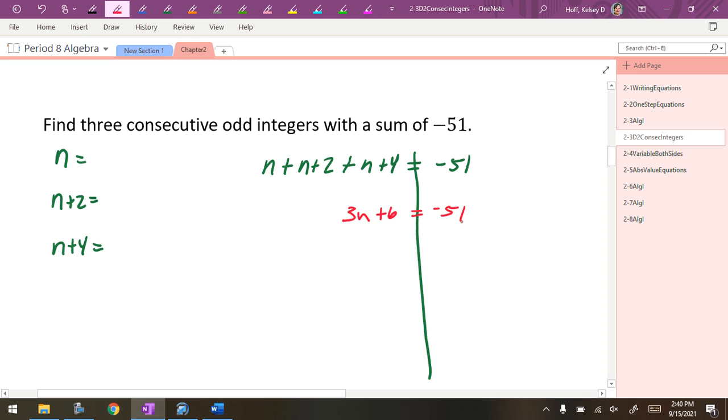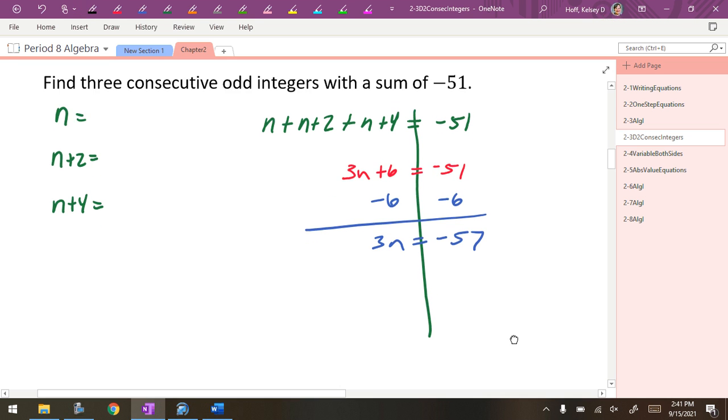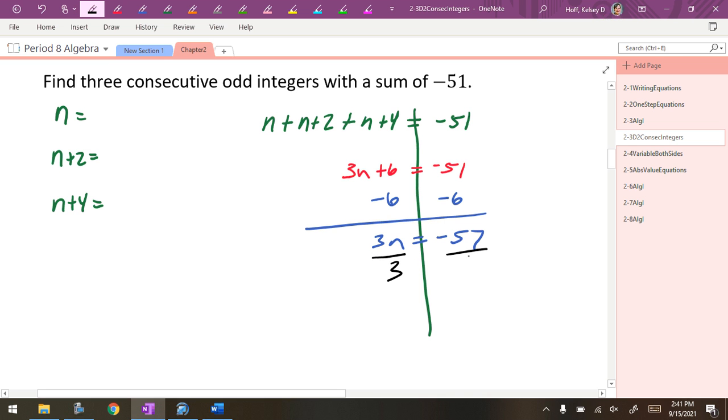Is it always 3, that number? If it's 3 consecutive, yes. Let's find 4 consecutive. Then subtract 6 from both sides. 3n equals negative 19.